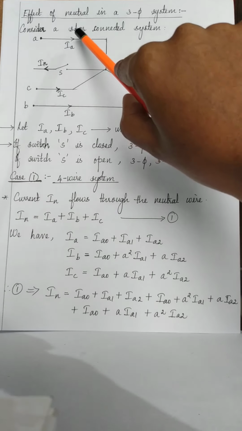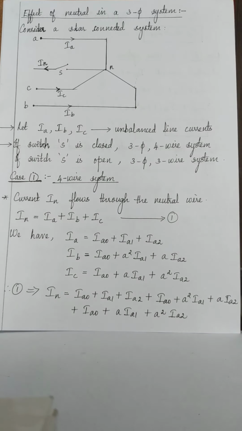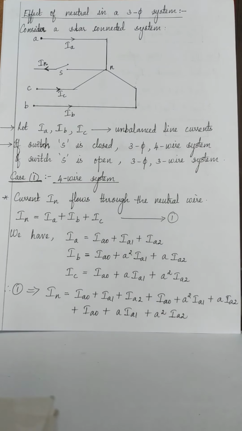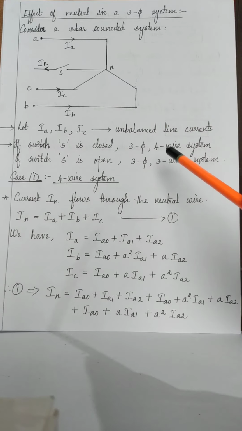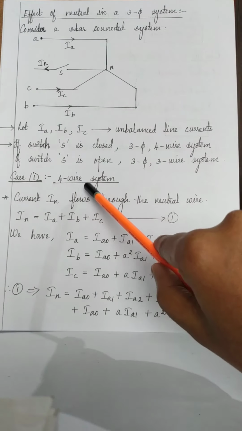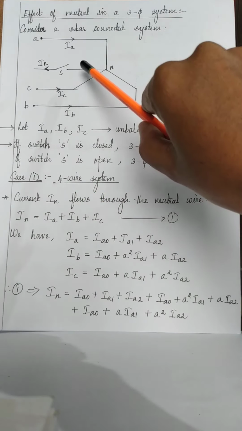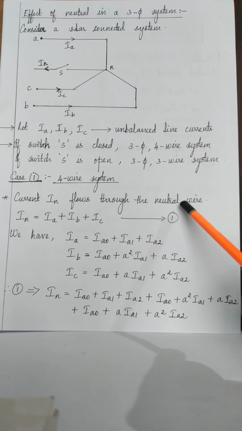Let us consider IA, IB, IC as the unbalanced line currents. We consider them unbalanced because only when the system is unbalanced will the unbalanced current flow through the neutral wire as the zero sequence current. Okay. So case 1, four-wire system. Current IN flows through the neutral wire, as I told already.